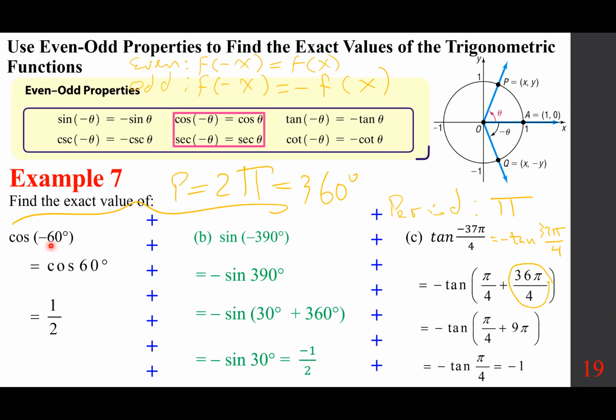A quick recap, cosine is an even function, so it's cosine of 60. Sine is an odd function, so it's minus. Same thing with tangent, it becomes minus because they're both odd. And of course, multiples of their period, in this case, 2 pi or 360 degrees, in this case, pi or 180 degrees.